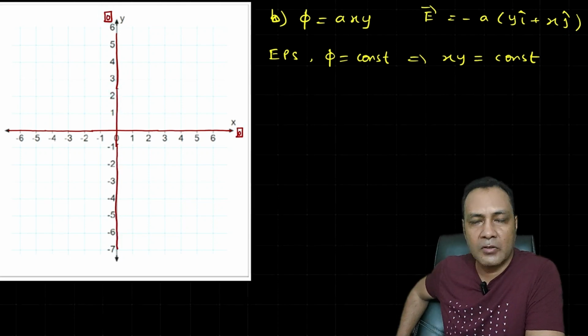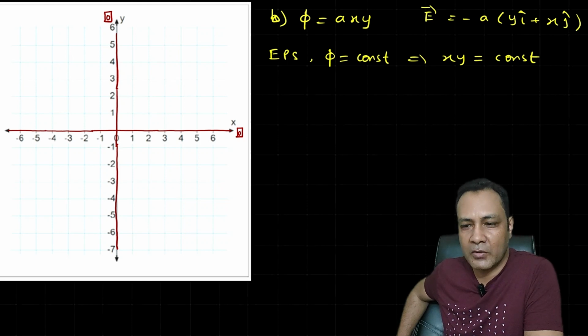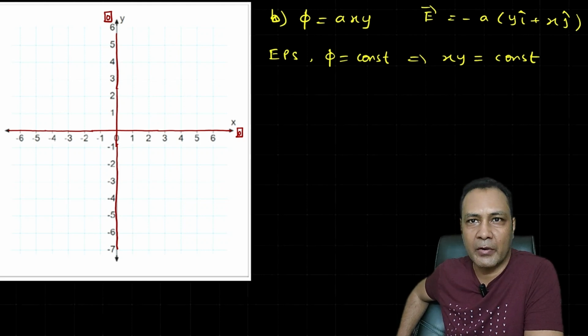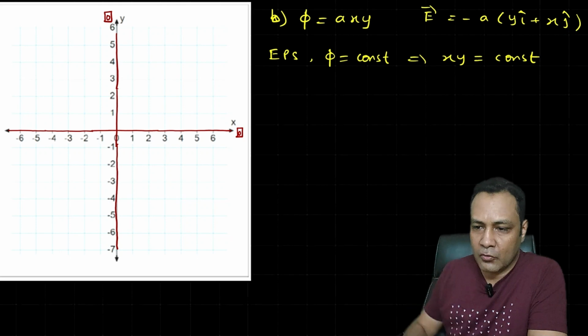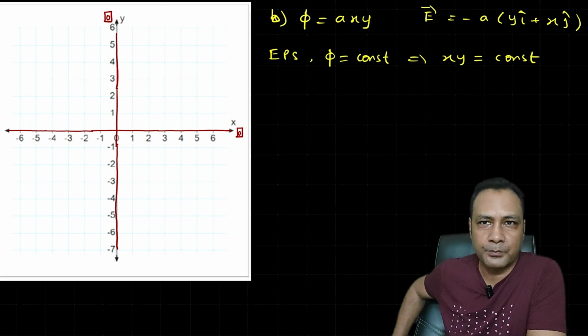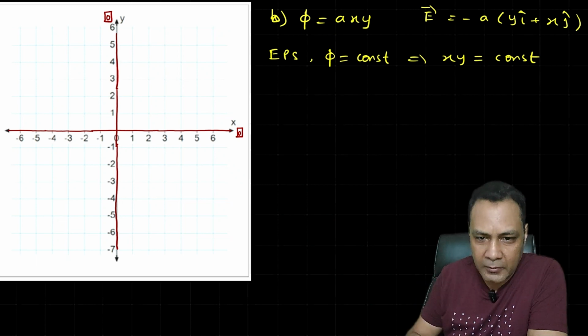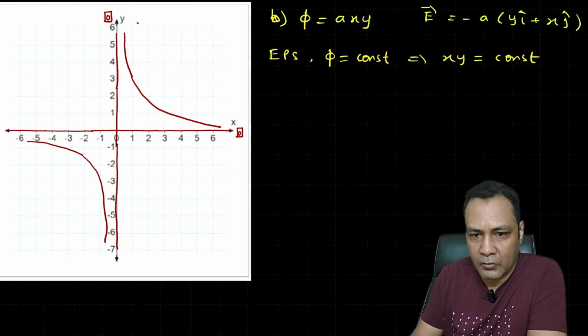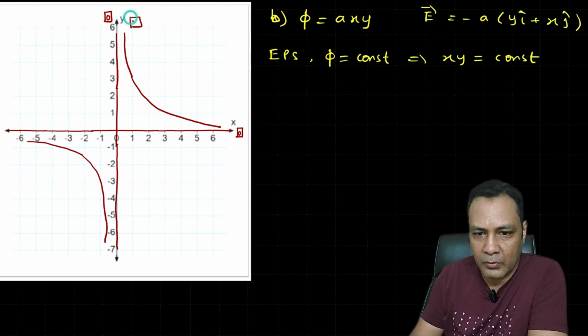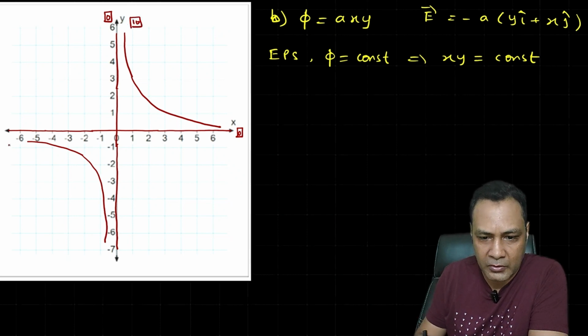And then xy is equal to constant. If I plot y versus x for xy equal to constant, that would be a rectangular hyperbola. If it is a positive constant, the graph would lie in the first and the third quadrant like that. So if I take some positive potential, the graph would be like this and like this. This is for a positive potential, say positive potential 10.